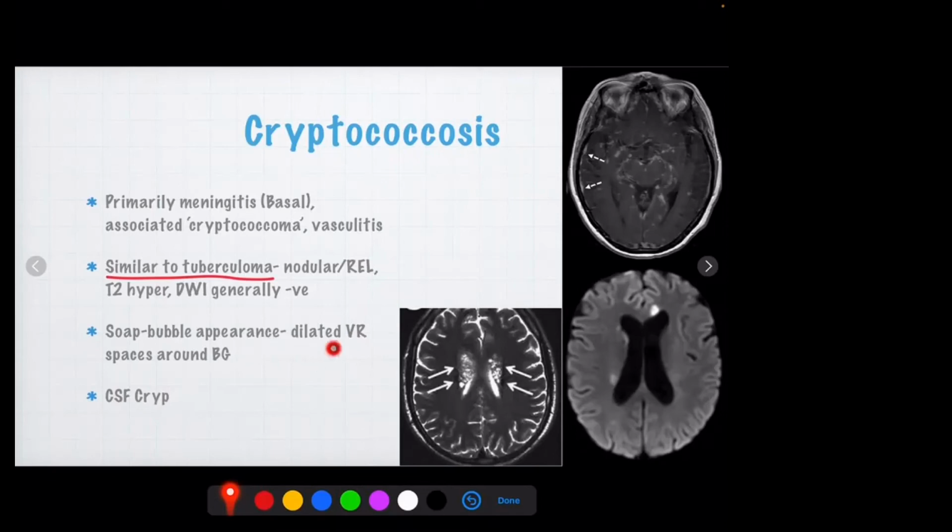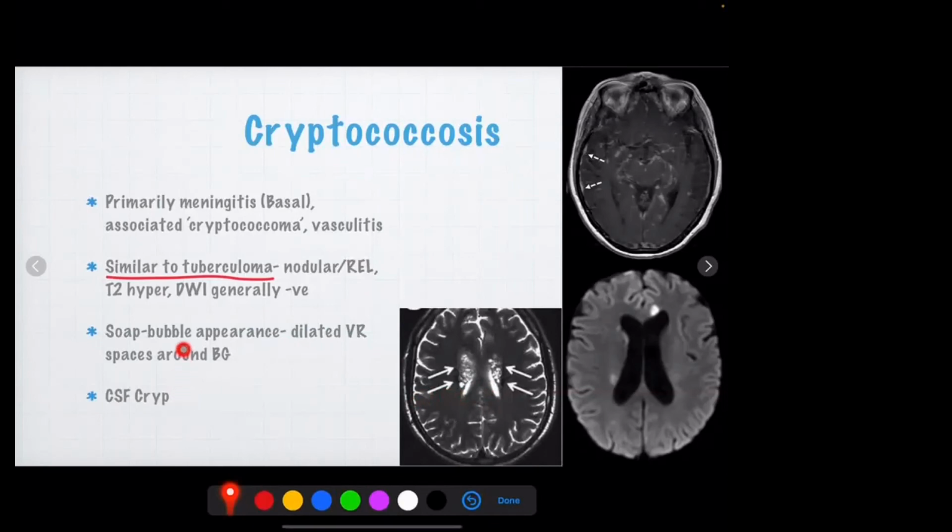One common appearance would be a soap bubble-like appearance, where we have clogged cryptococcus in the dilated perivascular VR spaces around the basal ganglia. If you have such an appearance, it is specific for cryptococcus. But even otherwise, the dilemma is not so much because of the cryptococcal antigen in the CSF.